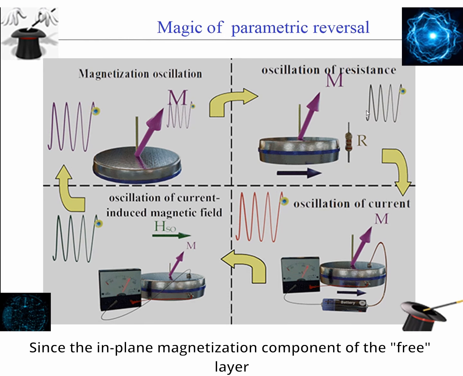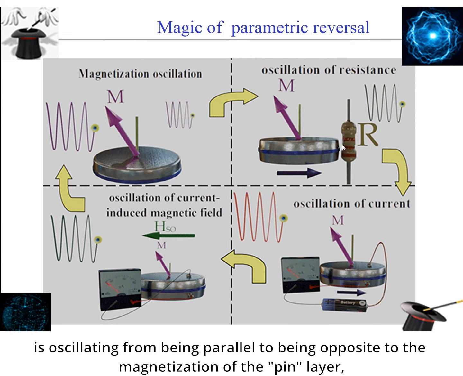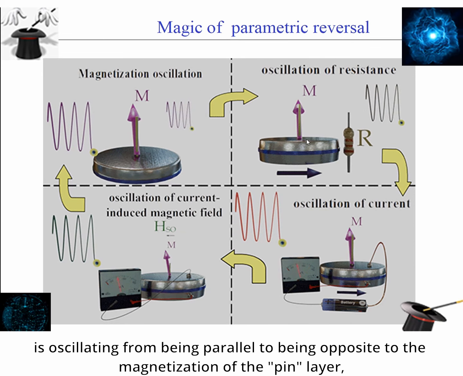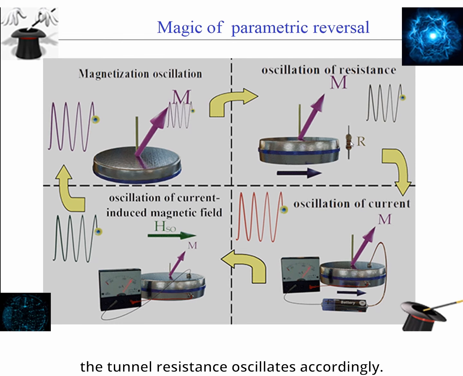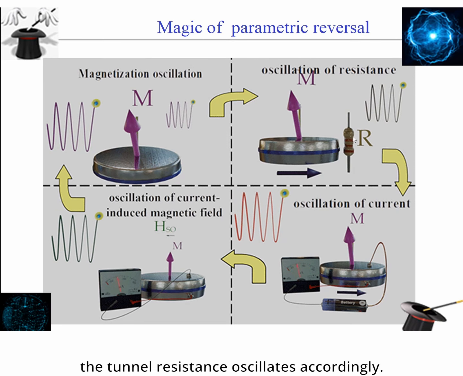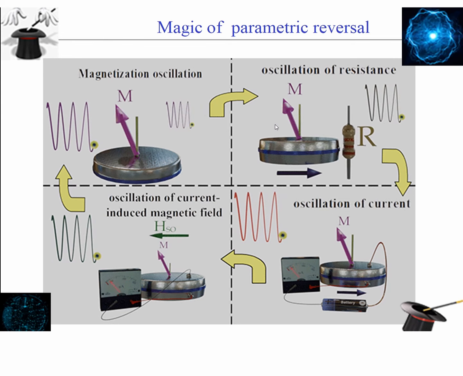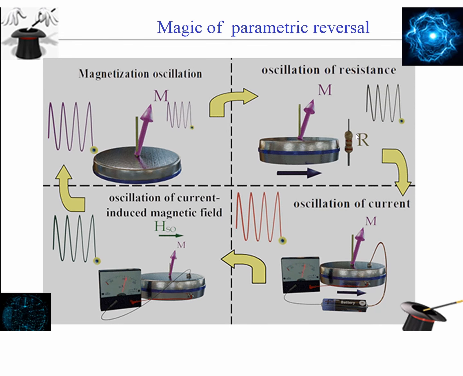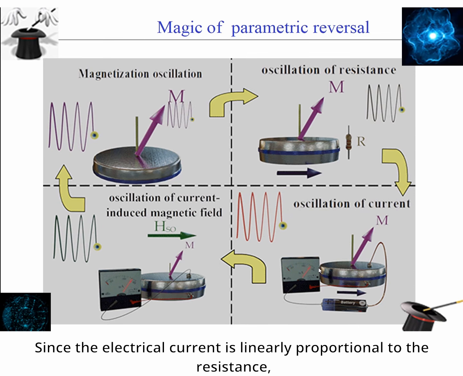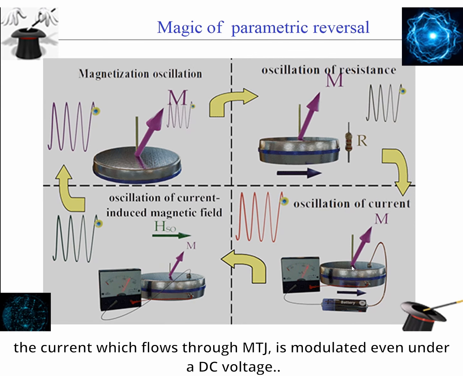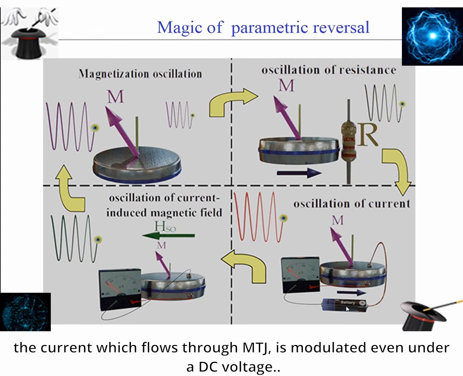Since the in-plane magnetization component of the free layer is oscillating from being parallel to being opposite to the magnetization of the pin layer, the tunnel magnetic resistance oscillates accordingly. Larger, smaller, larger, smaller. Since the electrical current is inversely proportional to the resistance, the current which flows through the MTJ is modulated even under DC voltage.